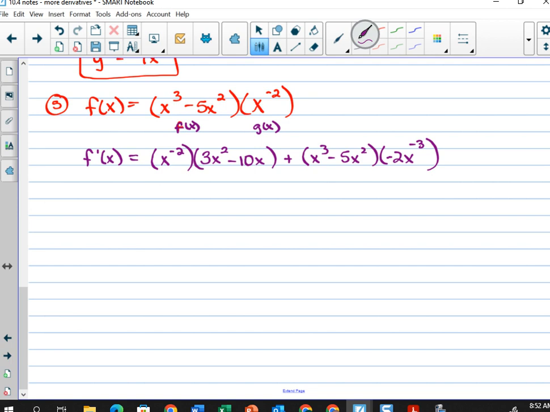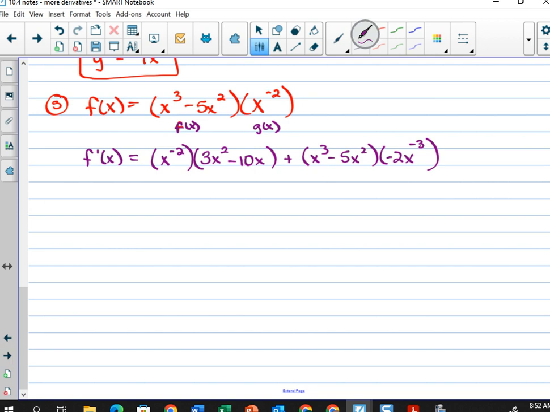So they multiply. Did we get that? x to the negative 2 times 3x squared minus 10x plus x cubed minus 5x squared times negative 2x to the negative third. Oh, I see. Okay. It's the minus 3 exponents. Did you guys go minus 1 on that? I literally just multiplied it out.